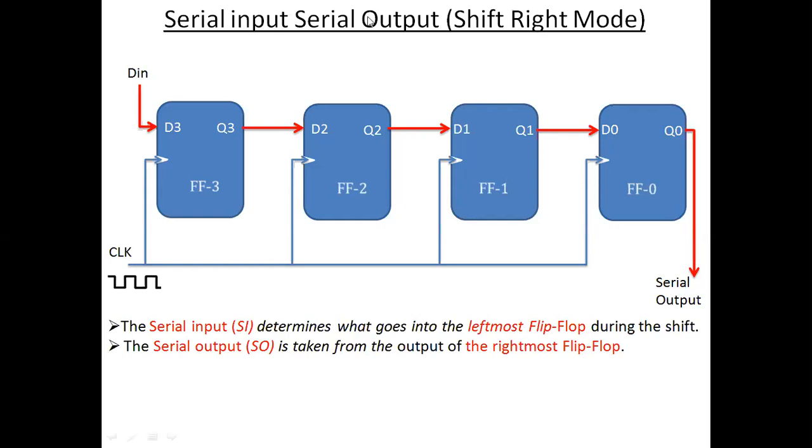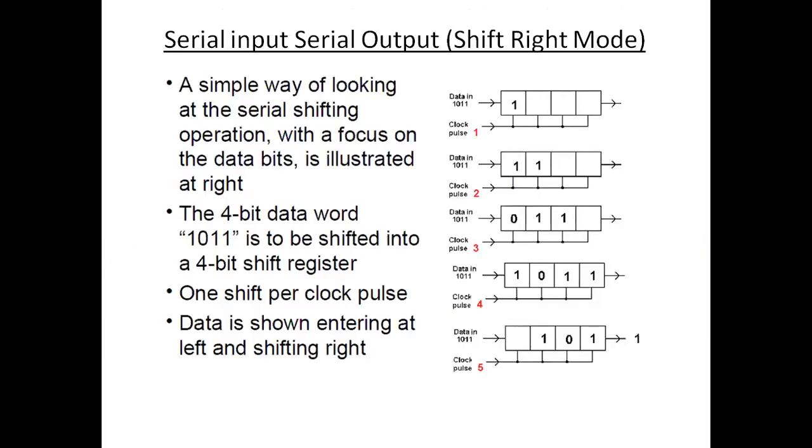So here data is entered from D in. Here the LSB data will be entered first. In case of left shift operation, MSB data enters first, but in case of right shift operation, LSB data will be entered first, and accordingly data will be entered and the clock pulse will be applied. So here one example is given.